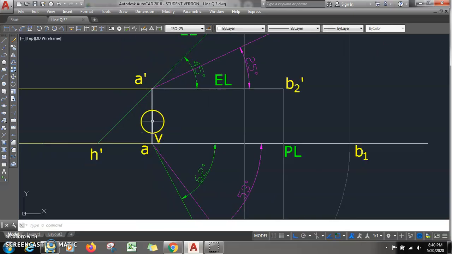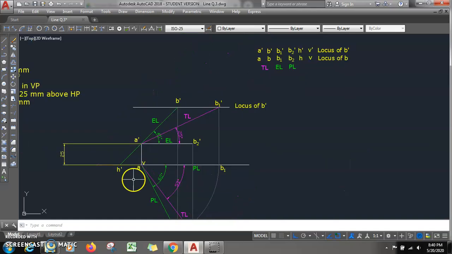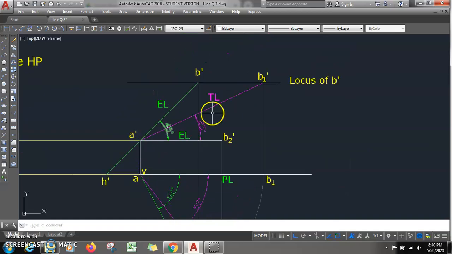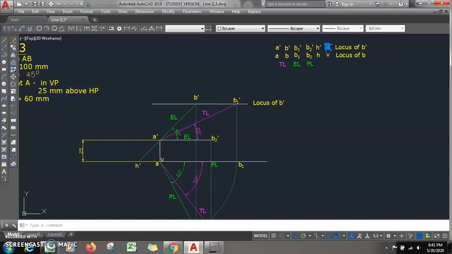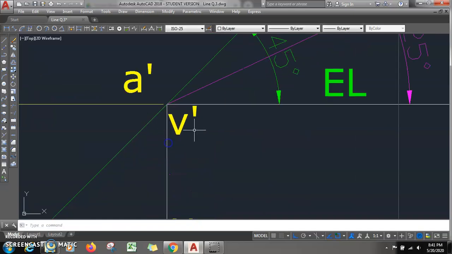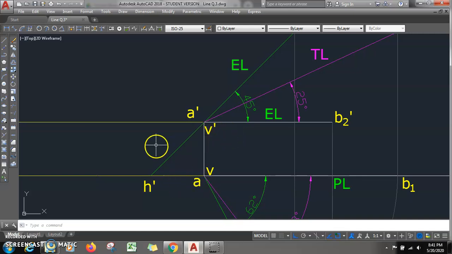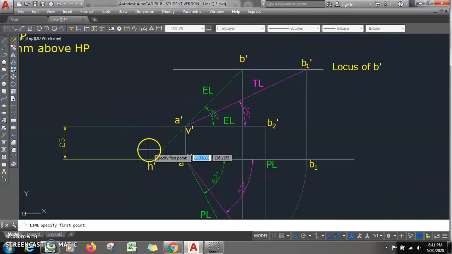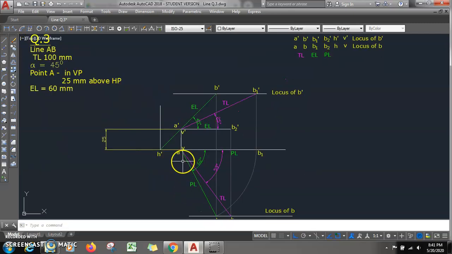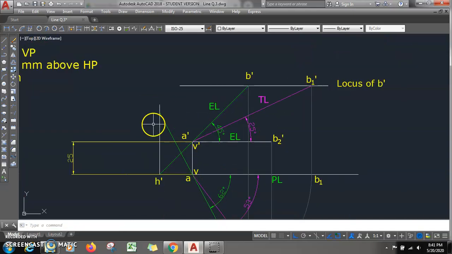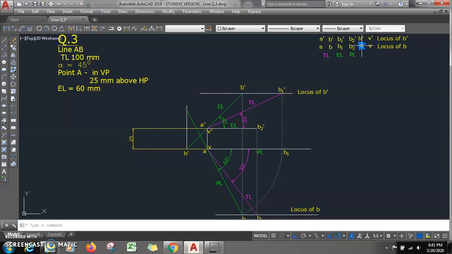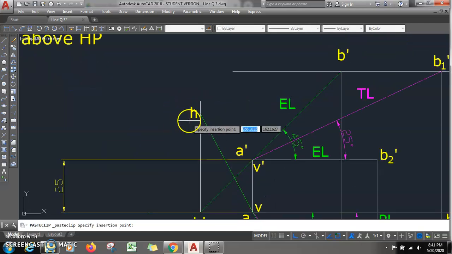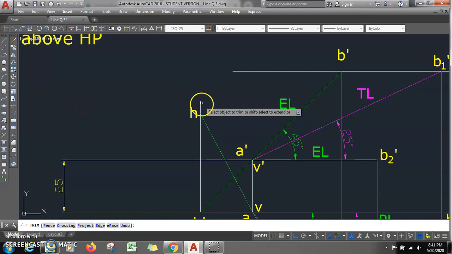At this vertical there will be V dash. From V we draw a vertical, so on A dash itself there will be V dash. This point becomes V dash. Okay. Then from H dash you draw a vertical. Extend AB. On extended AB you will be getting small h. So extend up to this line. This point is nothing but small h. Axis line you can trim.